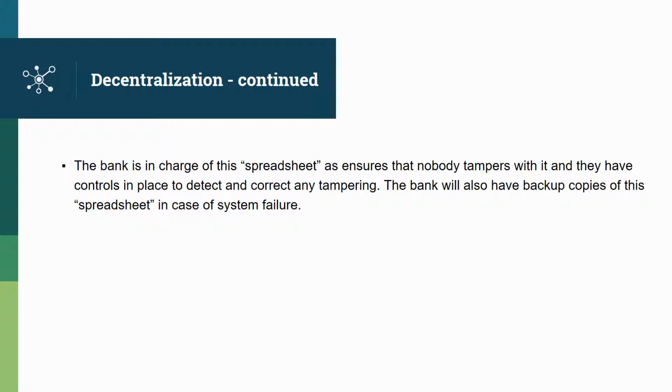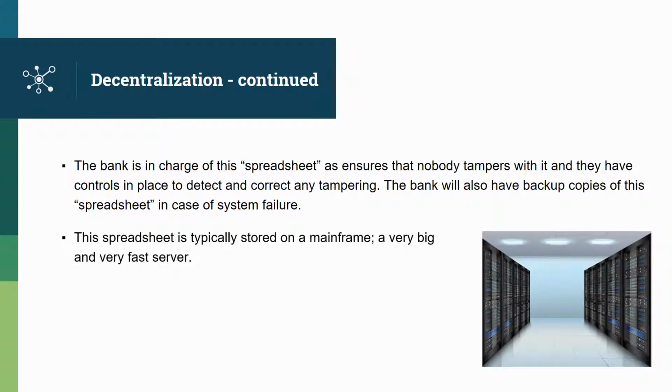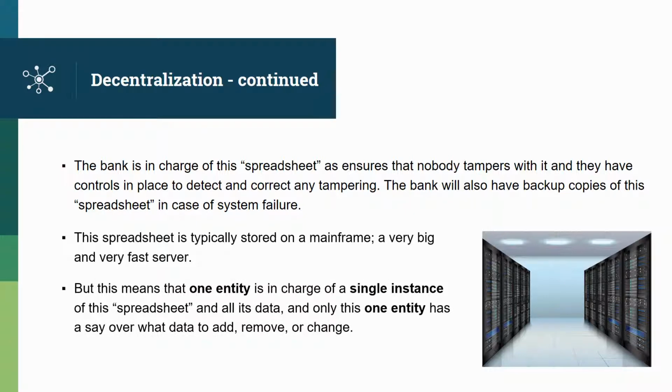The bank is in charge of this spreadsheet and ensures that nobody tampers with it, and they have controls in place to detect and correct any tampering. The bank will also have backup copies of this spreadsheet in case of system failure. This spreadsheet is typically stored on a mainframe, a very big and very fast server. But this means that one entity is in charge of a single instance of this spreadsheet and all its data. And only this one entity has a say over what data to add, remove, or change.